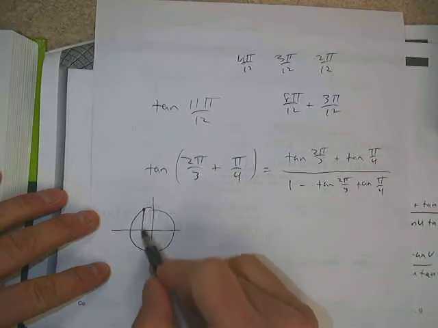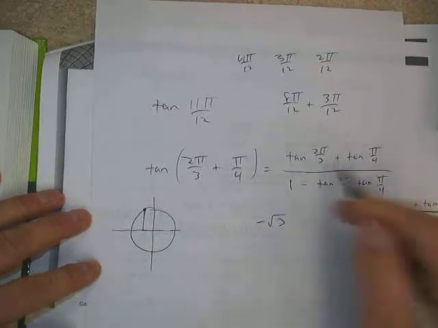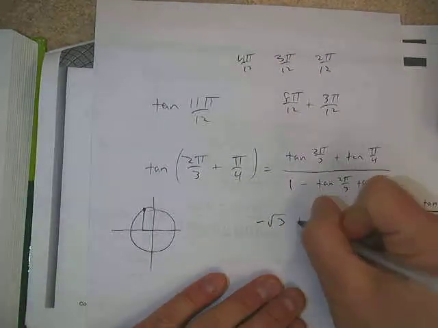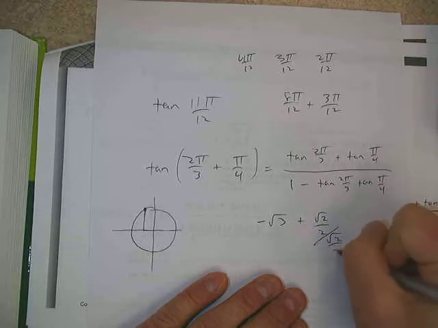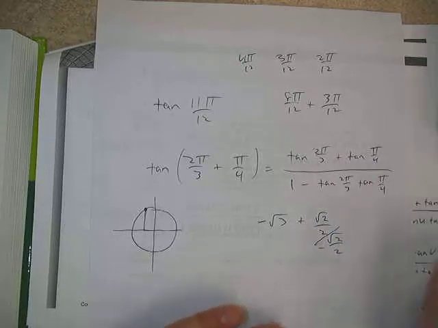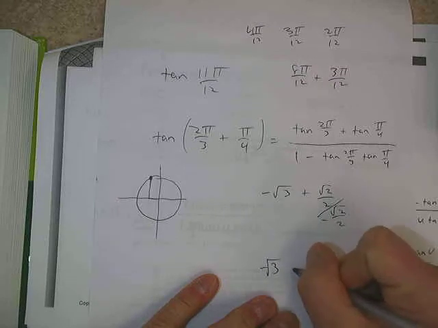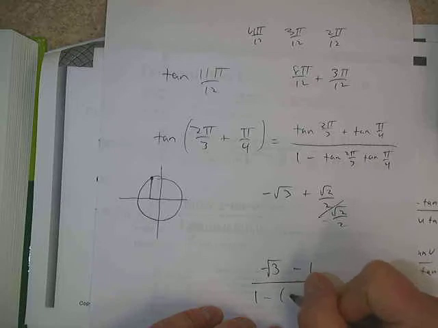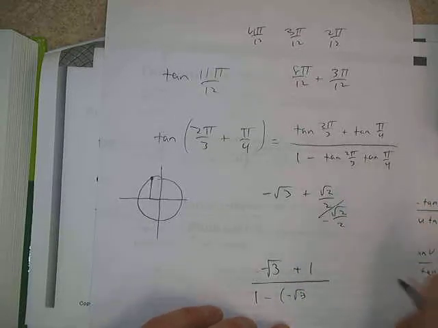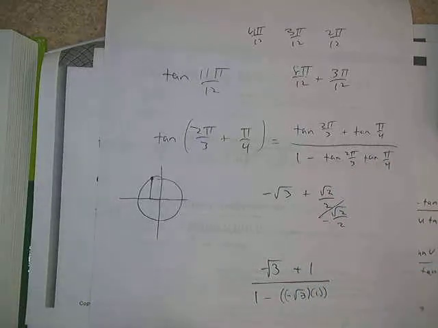So tangent of 2 pi over 3, or if you don't have that in your head, you can make a unit circle. 2 pi over 3 is right here, and we know that tangent is sine over cosine. The cosine here is going to be short, the sine is going to be long. So we'd have radical 3 over 2 over a half, so it would be negative radical 3 for the value of tangent of 2 pi over 3. Tangent of pi over 4, radical 2 over 2 over radical 2 over 2, we know is simply 1.